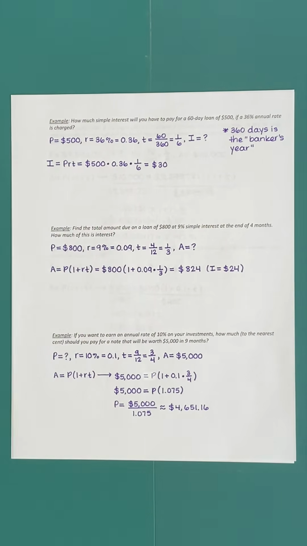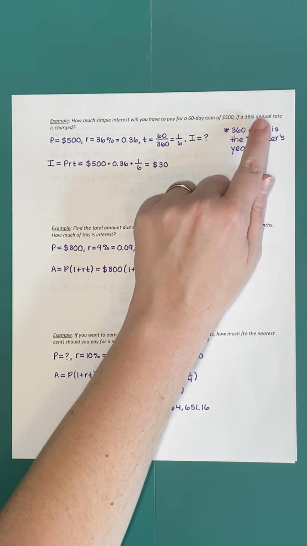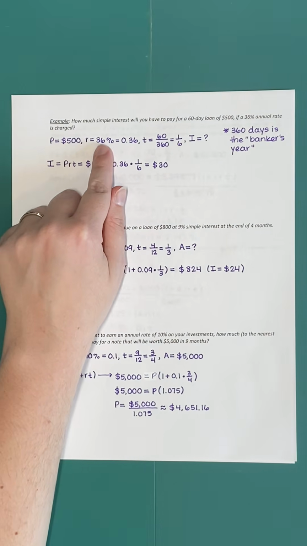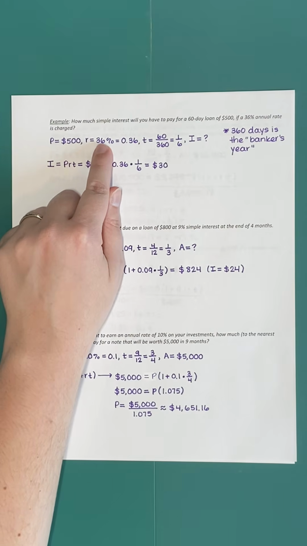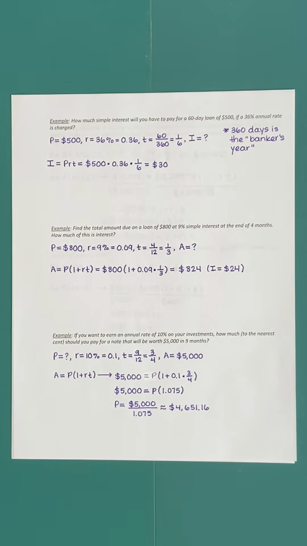Now the interest rate is usually the easiest thing to identify because it's going to be given as a percentage. So in this case, we have a 36% annual rate. So my rate is going to be 36%. Now, I am not going to be able to plug 36 into my formula. Remember, we have to take the percentage and we have to convert it to a decimal.